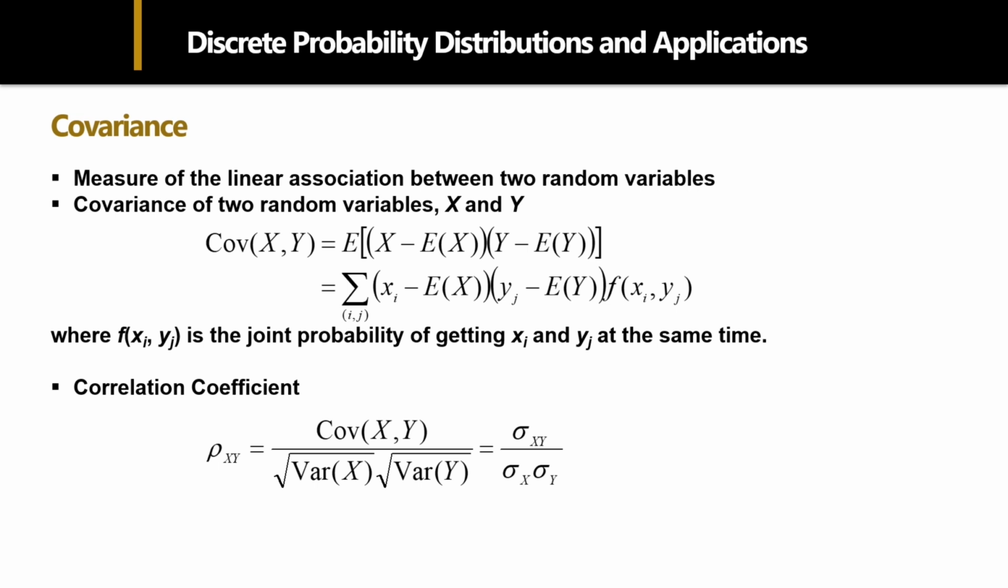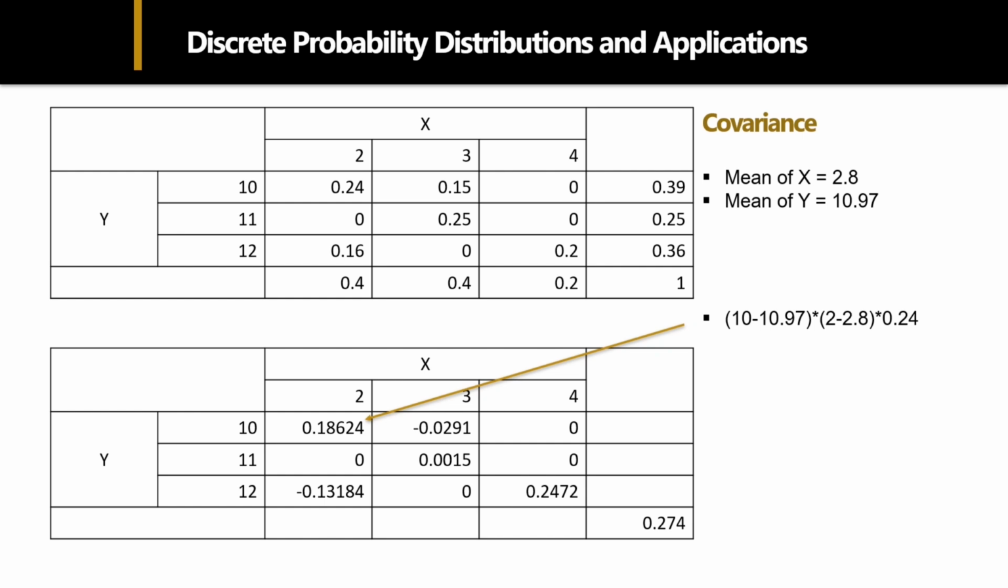The correlation coefficient is the covariance, but you then divide it by the product of the standard deviations of x and y. That makes it so we can have a description of the relationship between the two random variables between -1 and +1.